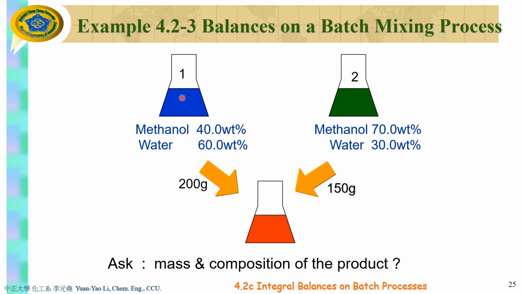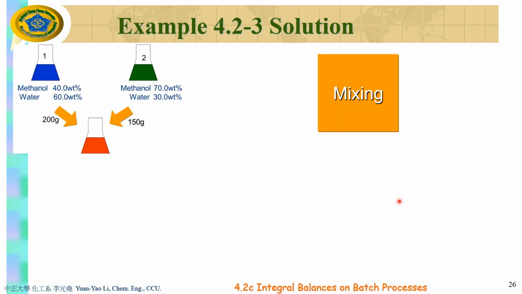So this is another example, a batch process. The balance on a batch mixing process: you have a mixture of methanol and water, 40 weight percent and 60 weight percent, and you have 200 grams put into this container. Another one is methanol 70%, water 30%, and you have 150 grams put into this container. The question is to find the total mass and the composition of methanol and water in this container, or in this beaker. Anyway, this is very easy. I don't want to waste your time.